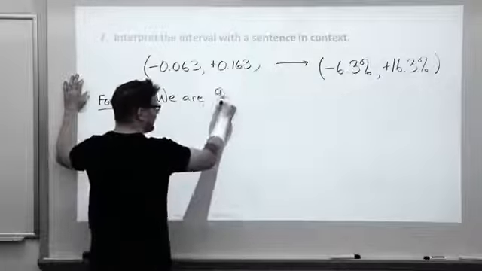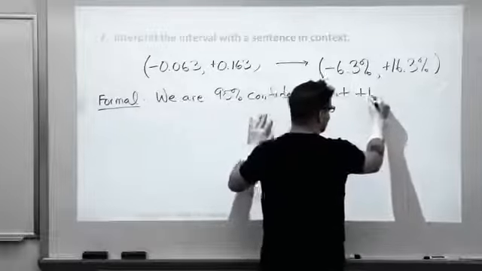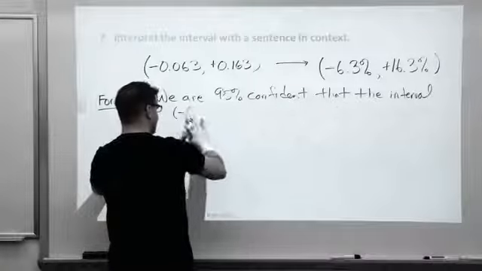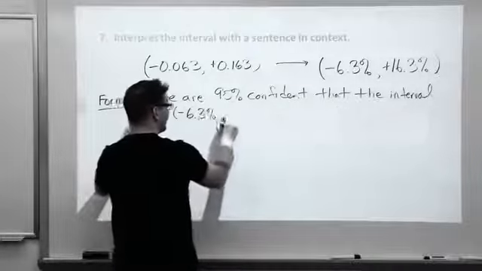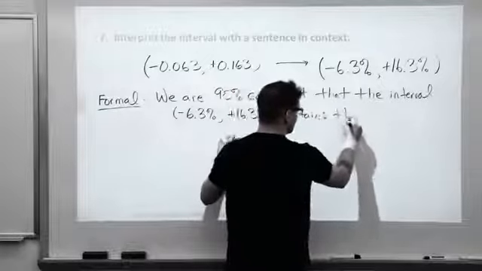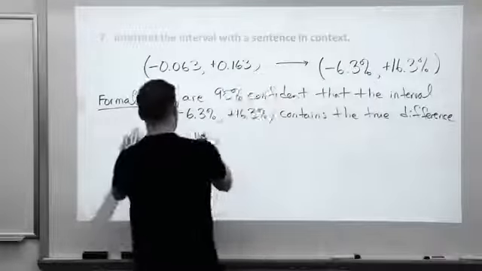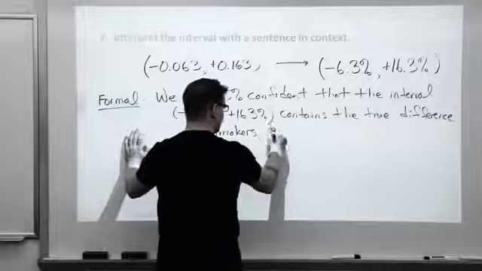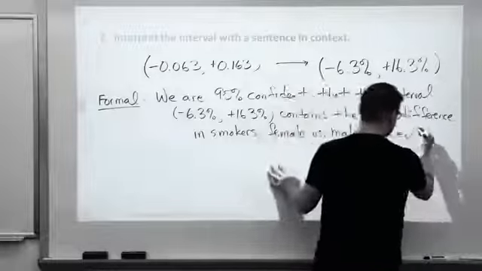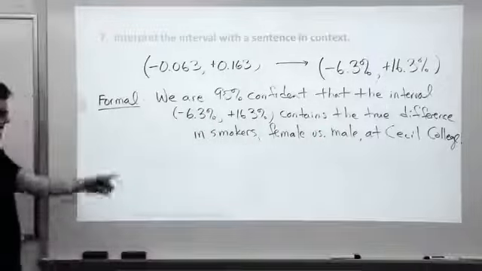We are 95% confident that the interval negative 6.3% up to positive 16.3% contains the true difference in smokers, female versus male, at Cecil College. Kind of a mouthful. Not very exciting, but it's correct.